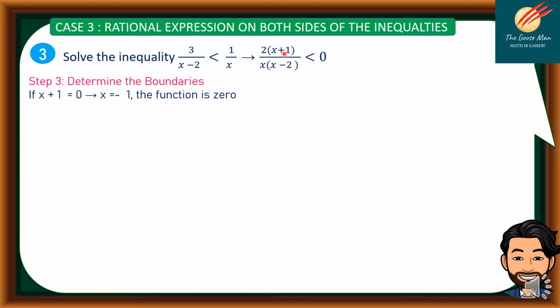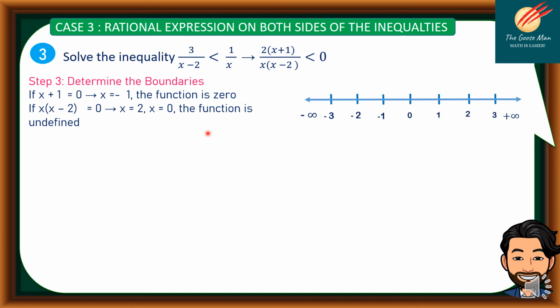So I'll just consider x plus 1 is equal to 0. So if x is equal to negative 1, the function is 0. On the other hand, since I have here x times (x minus 2), using the zero property, I can say that x is equal to 2 or x is equal to 0, so the function is undefined. So since I know the boundaries now, on my number line I'll use these three boundaries: negative 1, 0, and positive 2.